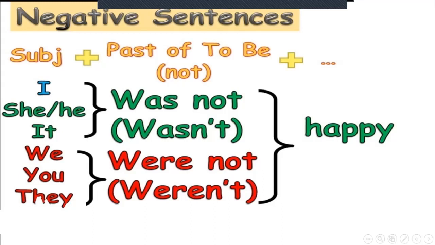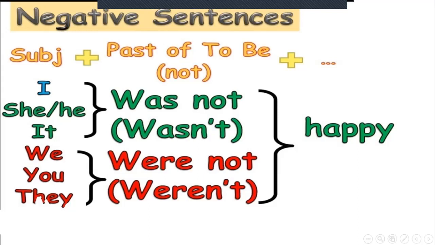Also we use wasn't with I, he, she, it, or any singular noun. I was not happy or I wasn't happy. She was not happy or she wasn't happy. Also we use were not or weren't with we, you, and they. We were not happy or we weren't happy. You were not happy or you weren't happy. They were not happy or they weren't happy.